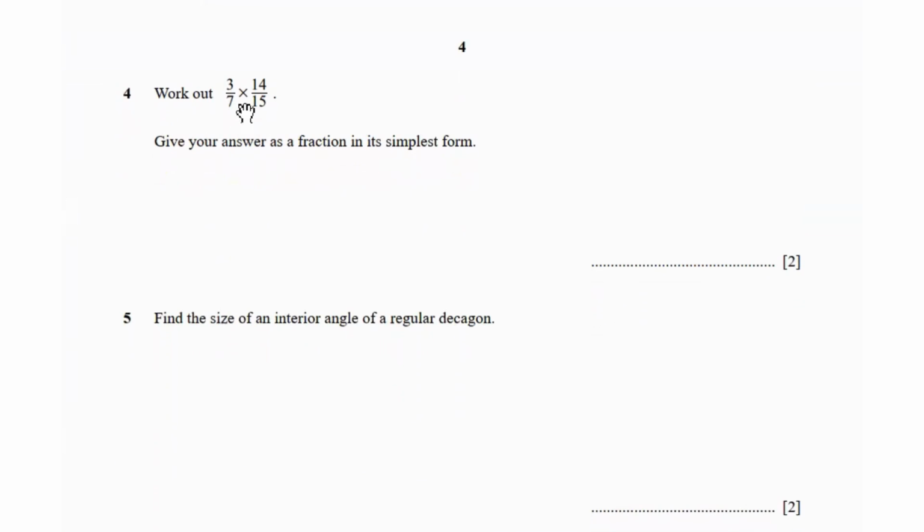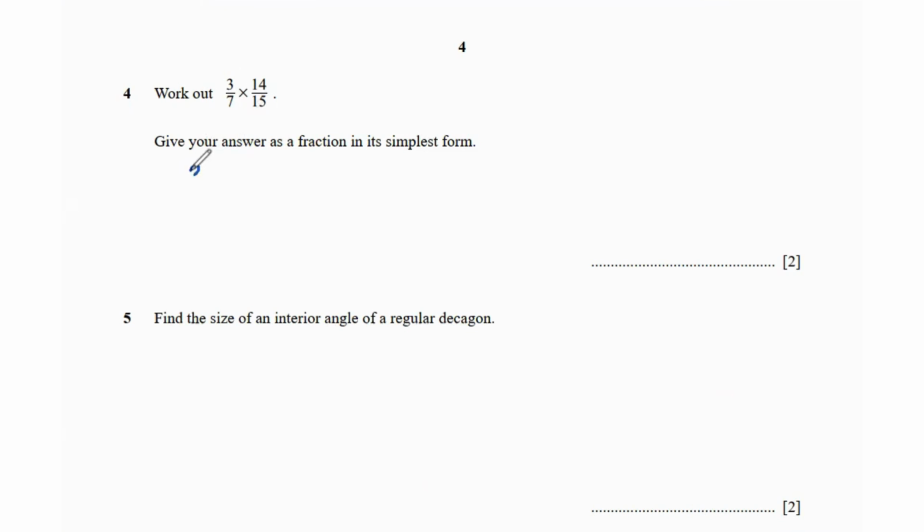Question 4 says work out 3 over 7 times 14 over 15. Whenever we are multiplying fractions, it's ideal to simplify the fractions first because we're not allowed to use the calculator. So our goal is to make the calculation as easy as possible, which is what we did in the previous question as well. I simplified the fraction first instead of doing 4 times 360, 8 times 360, or 6 times 360. Simplify it first and then start solving. And remember, the simplification can only be done vertically or diagonally, not horizontally. Horizontally, you can only multiply.